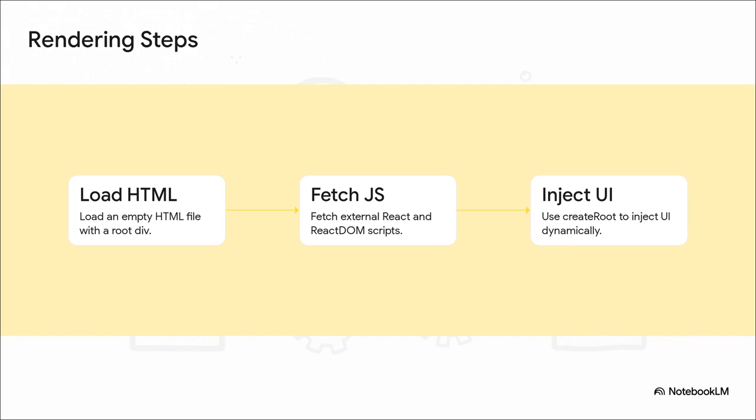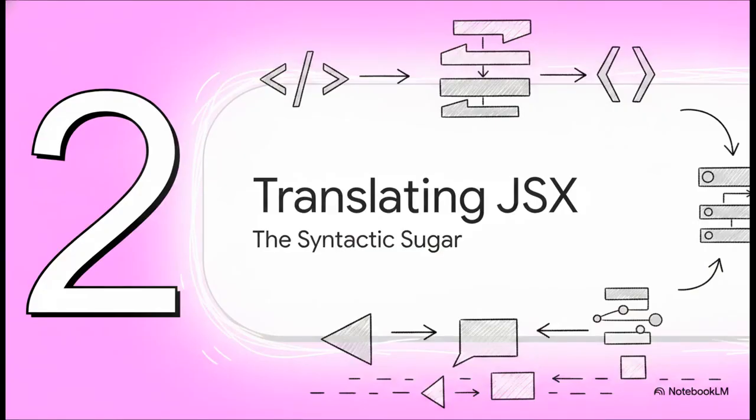And step 3, well, this is where the magic happens. A function called createRoot targets that empty div. It essentially whispers to React, hey, this is your isolated playground. You control everything inside this box. From that exact moment, React uses pure JavaScript to inject and manage every single piece of UI directly inside that container.